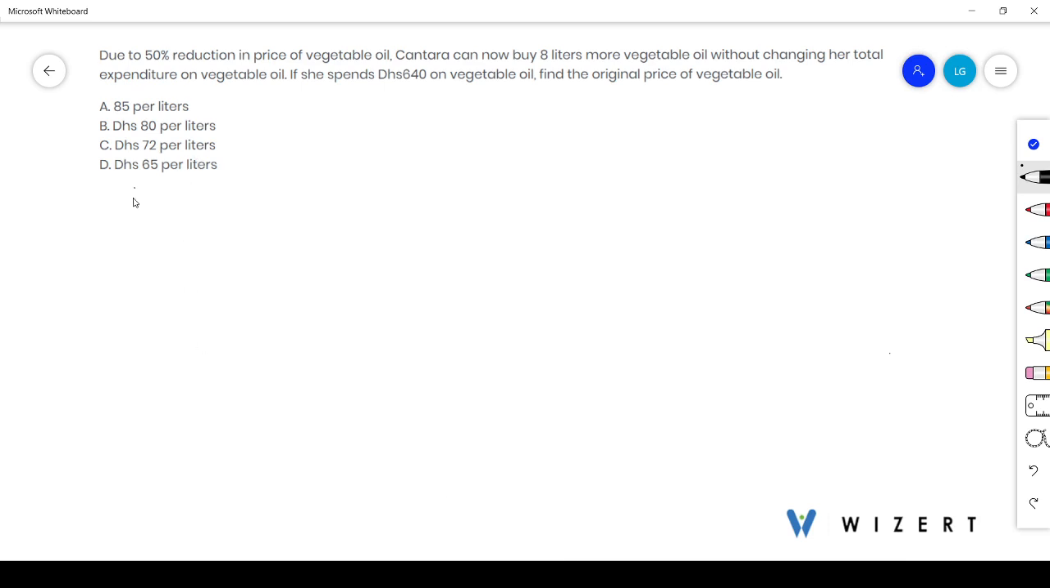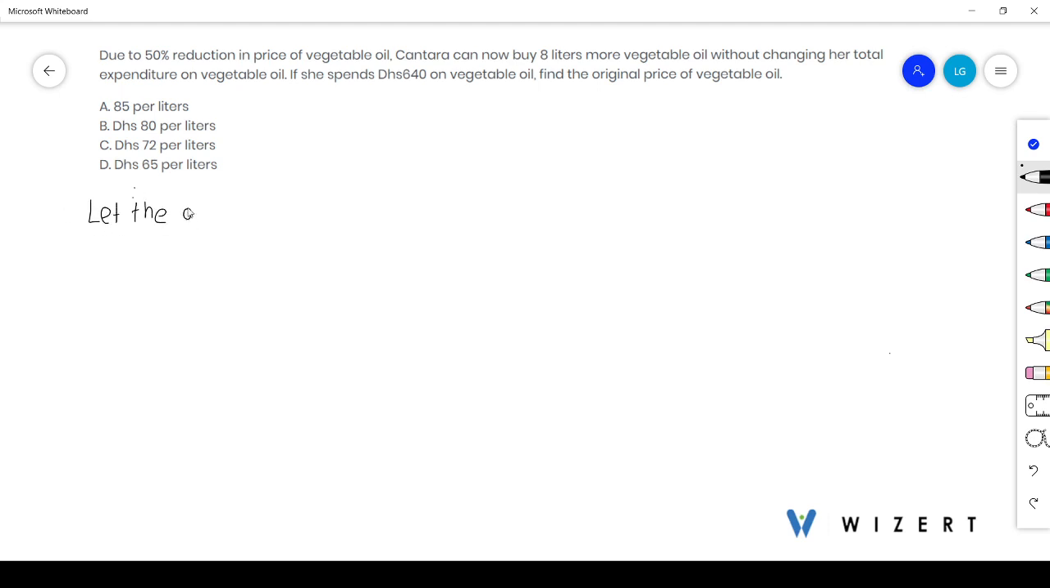Our question is, due to a 50% reduction in the price of vegetable oil, Cantera can now buy 8 liters more vegetable oil without changing her total expenditure on vegetable oil. If she spends 640 dirham on vegetable oil, find the original price of vegetable oil.